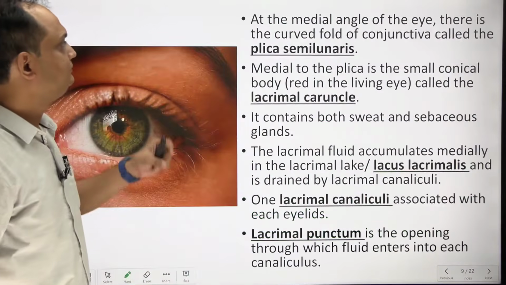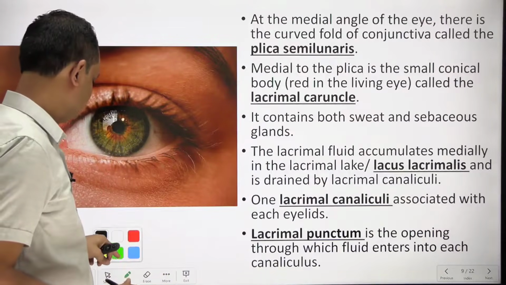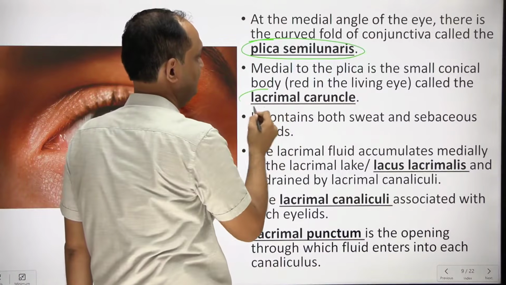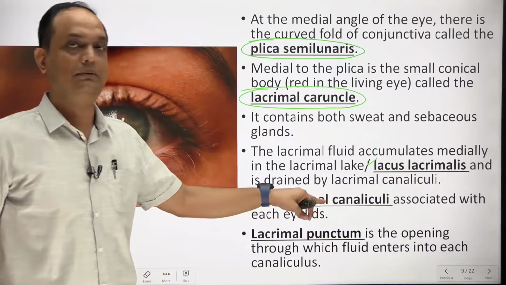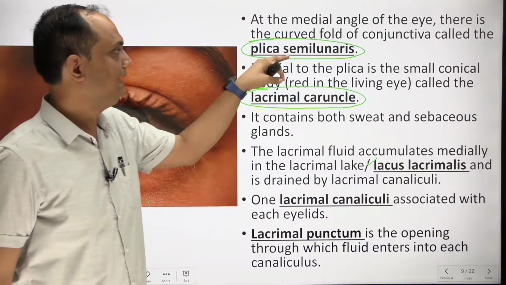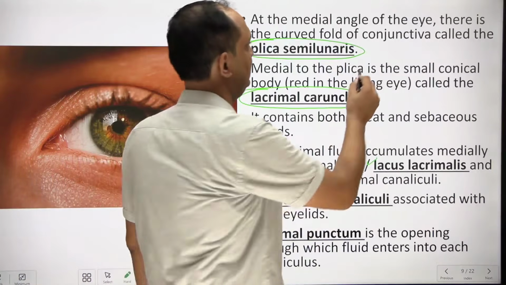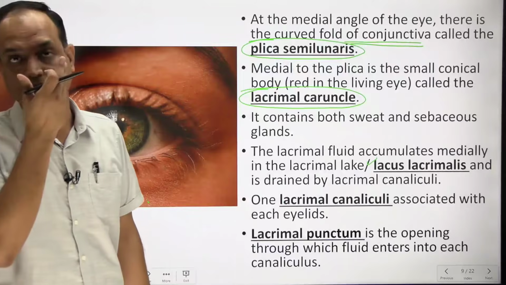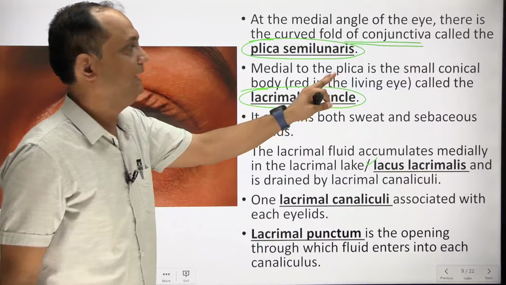gland. Now there are few another important features जो हमें आई के अंदर दिखते हैं. वो फीचर्स क्या क्या हैं? What is plica semilunaris, what is lacrimal caruncle, what is lacus lacrimalis, what is lacrimal canaliculi and lacrimal puncta. ठीक है, अब plica semilunaris क्या होता है? Plica semilunaris is a fold of conjunctiva and this fold of conjunctiva is present on the medial side of your eye.